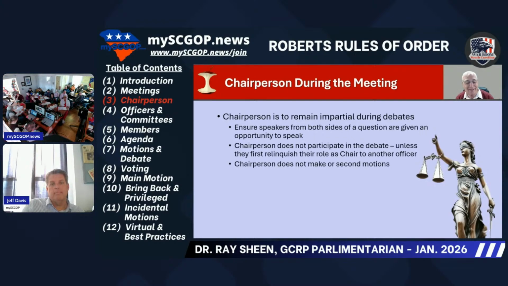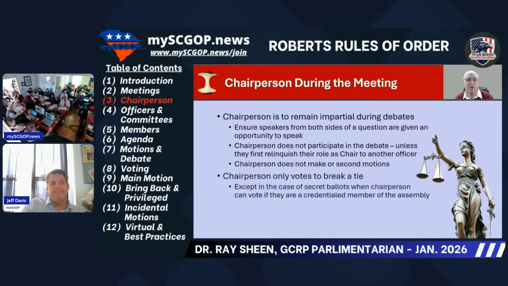The chair should never engage in any type of back and forth with members about an issue. Even when the chair is a credentialed member of the assembly, they should not express an opinion on any motion or vote unless it's a secret ballot. Their vote is reserved for breaking a tie if there is a tie among the members of the assembly.